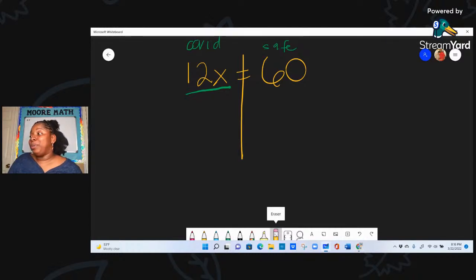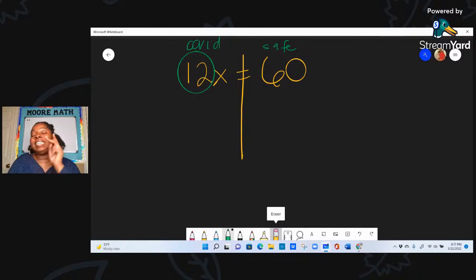Yes, x is a variable. All right, 12. Okay. So in order to get rid of this 12, because I got to keep them safe, I don't want them to get COVID, okay? So I got to keep them safe. So I have to get rid of the 12, and I have to get rid of multiplication.